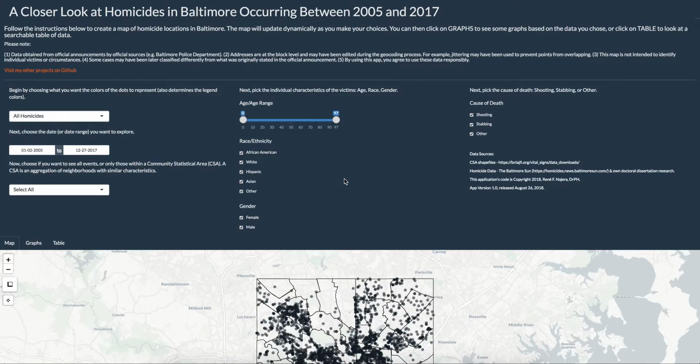So it's a way of looking at the homicides in Baltimore and looking at them however you want to look at them. So you'll see that we start off with some options here at the top. Let's say I want to know about homicides in people over the age of 65 who are African American in Baltimore, and specifically men. So I'm going to leave the date range as it is, choose all the community statistical areas, and then I'm going to say okay, so only African American men.